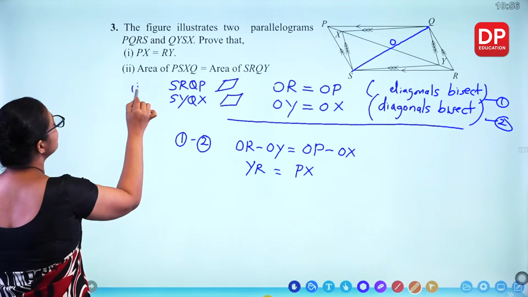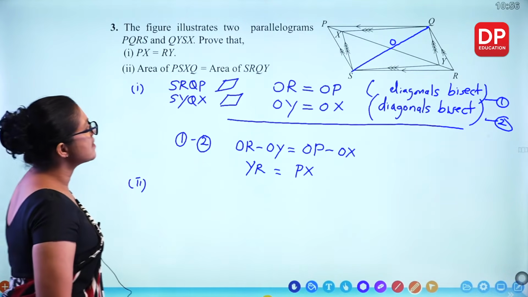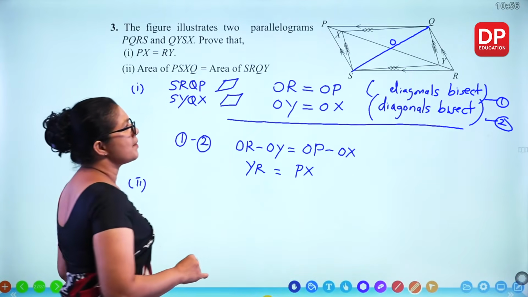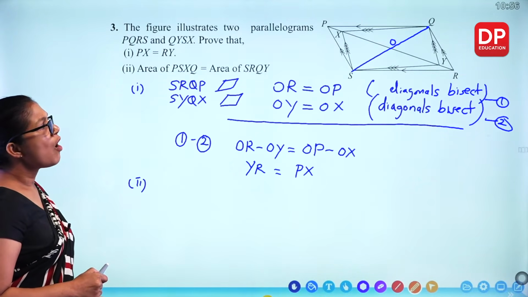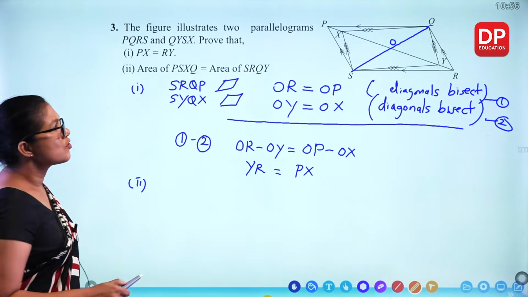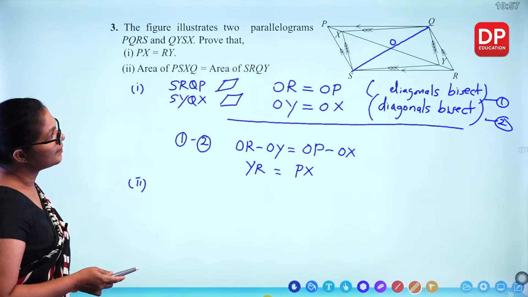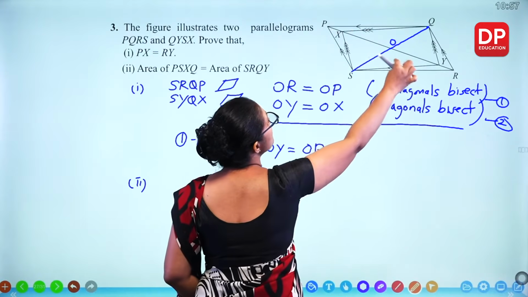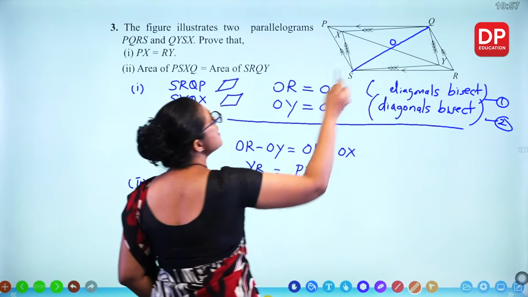Second part, the area of PSXQ. This area is equal to this one. Now we know according to the theorem, the area of the parallelogram is bisected by the diagonal. So SQ is a diagonal. So we can write this area is same as this area, as well as when you take the other parallelogram, SYQ area is same as this one.